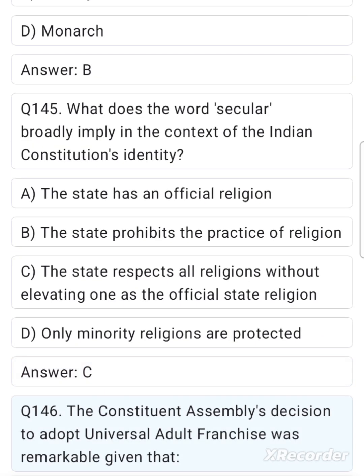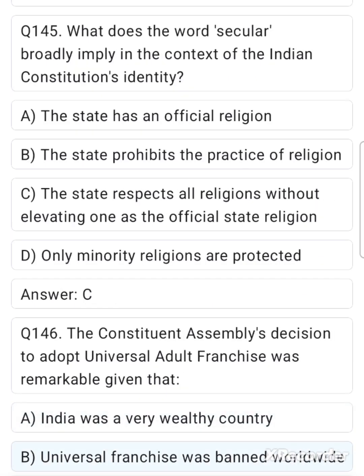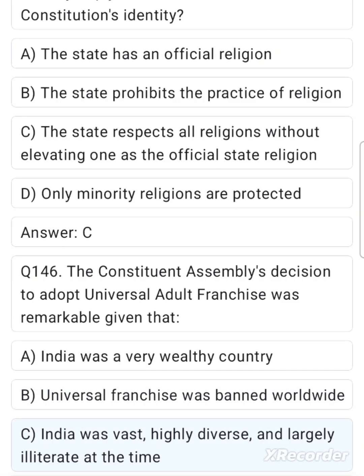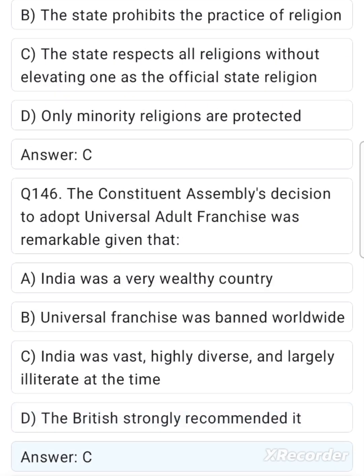Q146. The Constituent Assembly's decision to adopt universal adult franchise was remarkable given that A. India was a very wealthy country. B. Universal franchise was banned worldwide. C. India was vast, highly diverse, and largely illiterate at the time. D. The British strongly recommended it. Answer C.